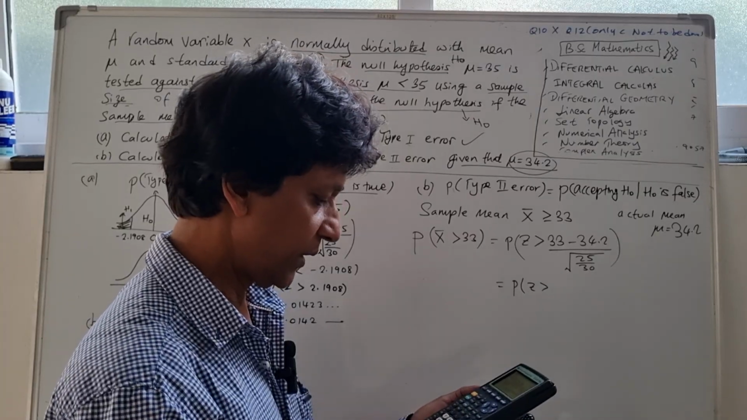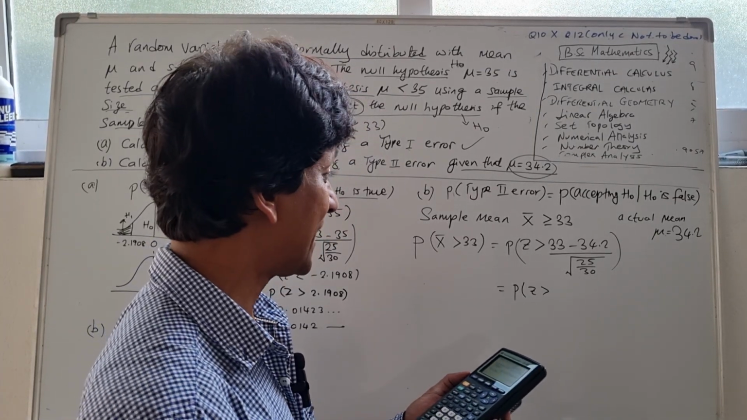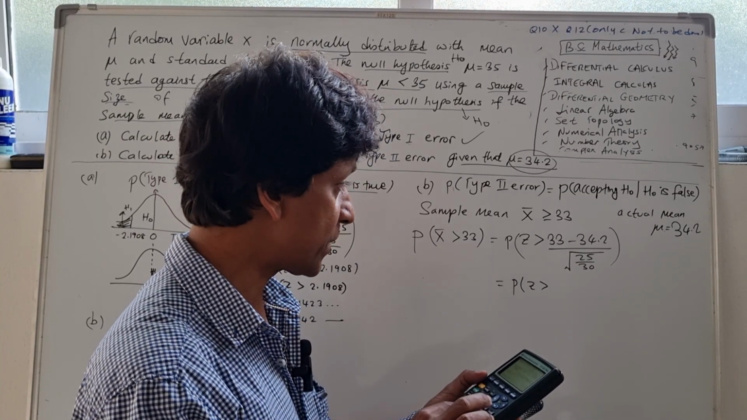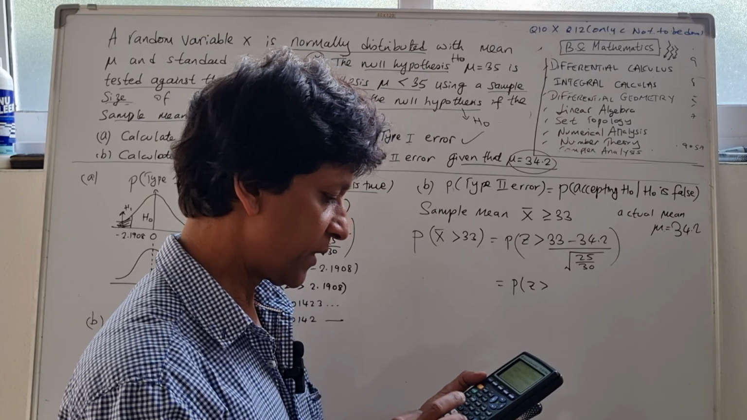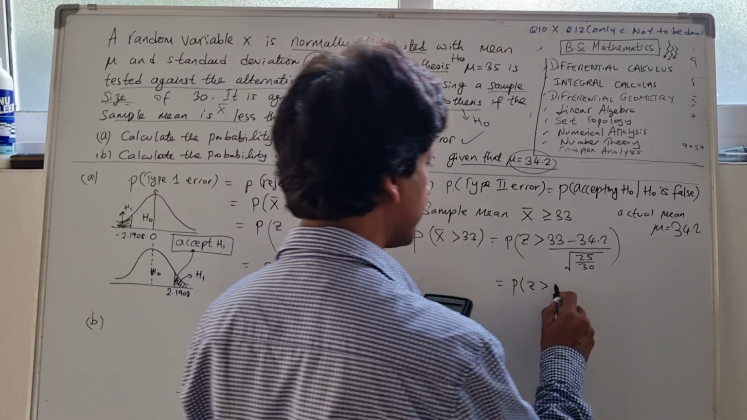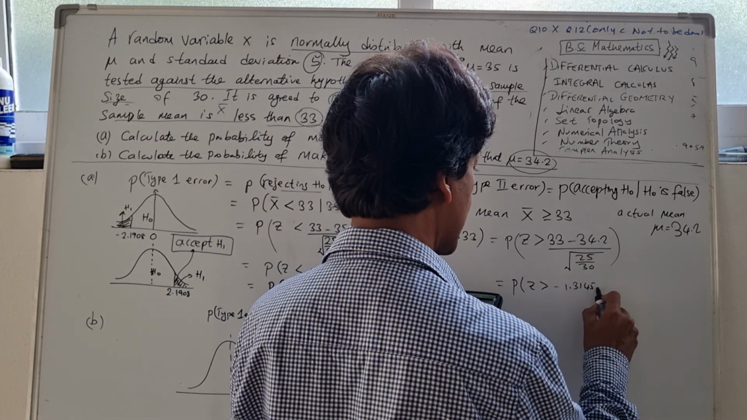Right. So this is going to be 33 minus 34.2, which comes to negative 1.2, and all of that divided by the square root of 25 over 30. And this is going to be minus 1.3145 and so on.